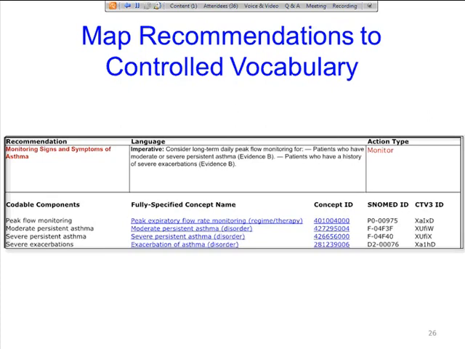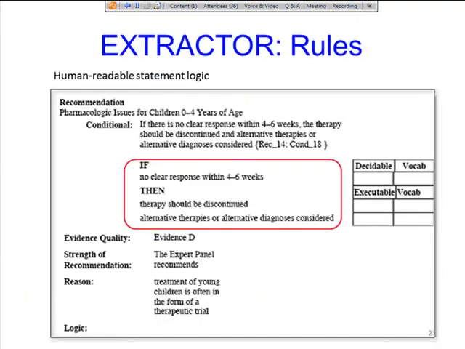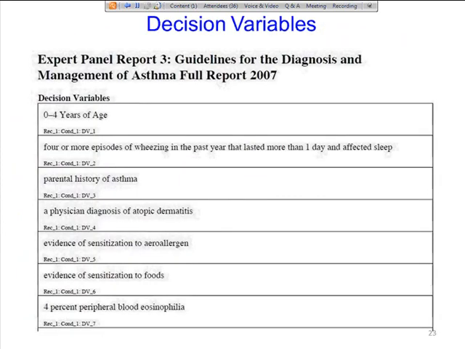It also puts the terminology, makes it available for us to choose structured vocabulary terms, coded terms, for the concepts that are represented. And I just want to go back to these.